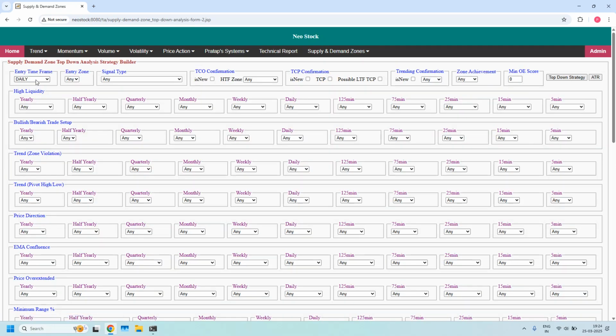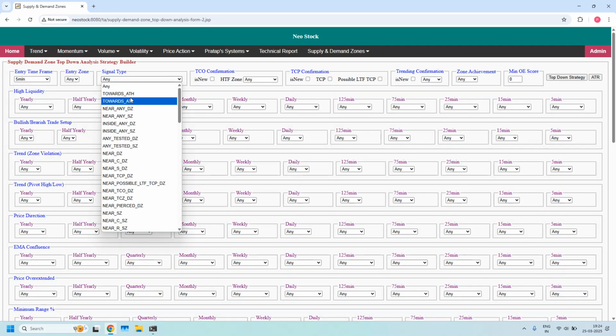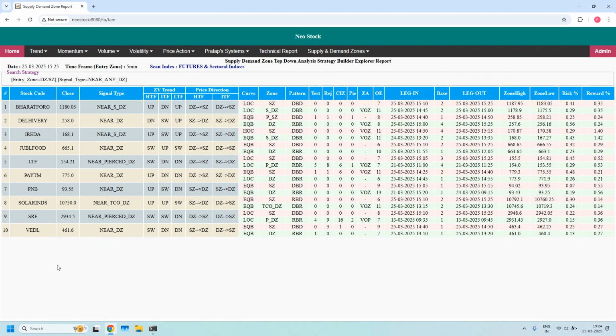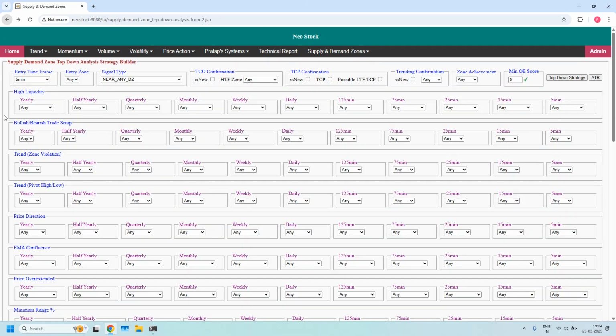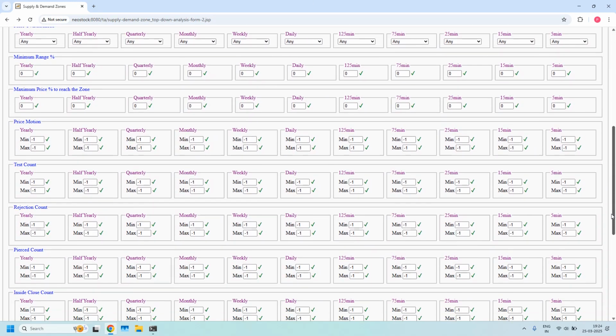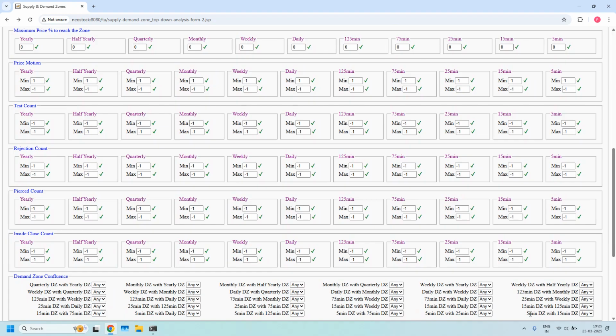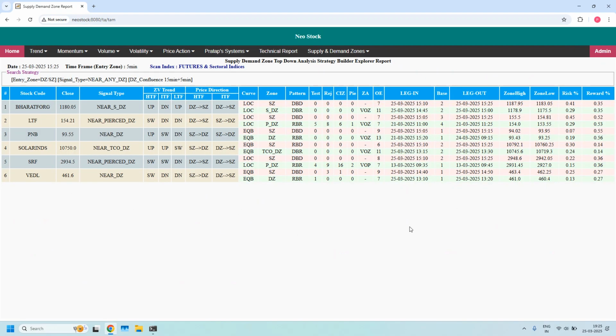Next time frame is 5 minutes. Stocks near 5 minutes demand zone. We got 10 stocks. Out of these 10, how many are having 5 minutes and 15 minutes demand zone confluence? Let's verify. In the demand zone confluence, I am enabling the filter 5 minutes demand zone confluence with 15 minutes demand zone. With this filter, we got 6 stocks. The fifth one and second one are pierced, so you can ignore them.